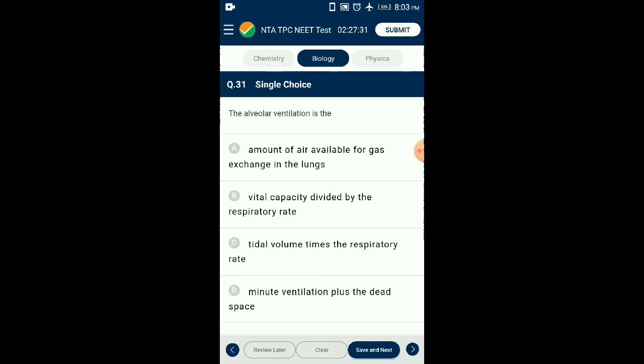Question number 31. The alveolar ventilation is defined as the volume of air transported into the lungs per minute from the atmosphere. In other words, it is the rate at which the fresh air reaches the alveoli and the surrounding areas like alveolar ducts, alveolar sacs, and respiratory bronchioles. So the answer for this question is option A, the amount of air available for gaseous exchange in the lungs.